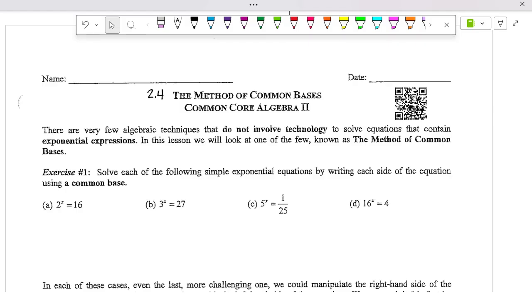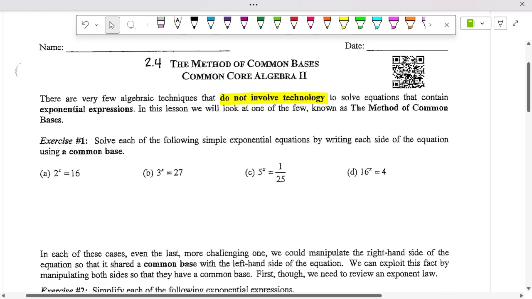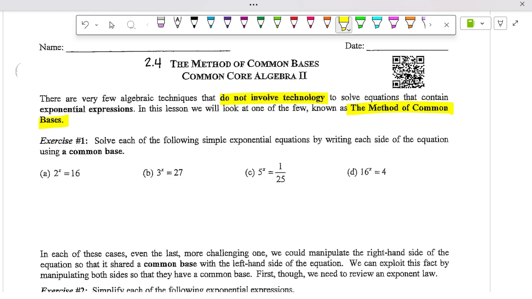All right. So this is the technique that does not involve technology. It's actually pretty easy. Okay. Now, this is called the method of common bases. Now, what is a base when we're talking about exponential expressions? So what is considered the base of an exponential? The number connected to the exponent.